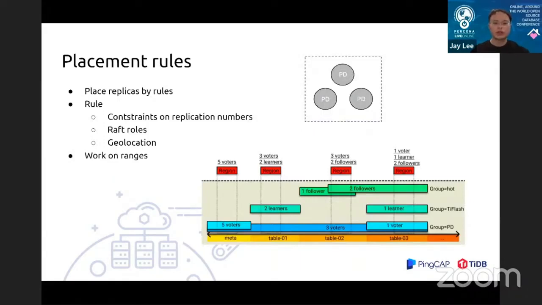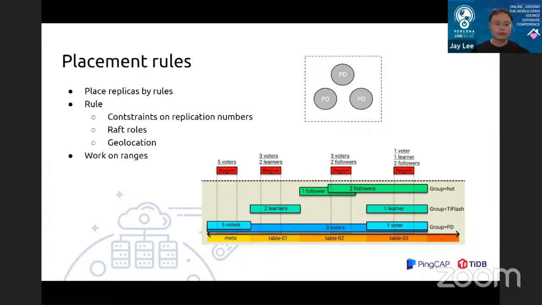We have mentioned a lot about how PD moves replicas around, but how does PD make decisions? PD schedules replicas using placement rules. The rules can constrain the number of replicas, and they can also constrain rough rules, like which replica should become leader. They will also control the geolocation, deciding where to place the replicas.